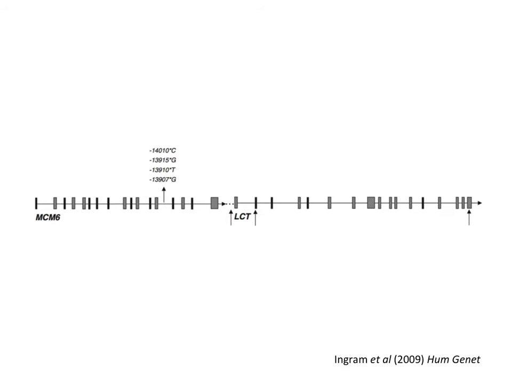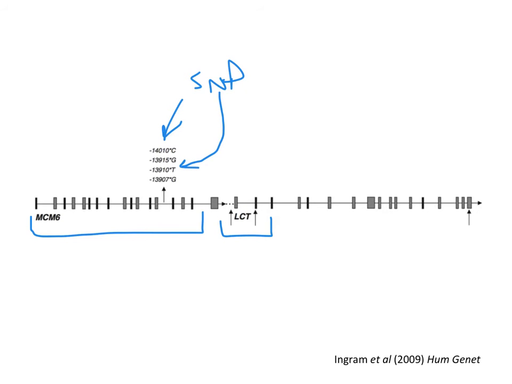So here's the lactase, just to put it in perspective. Here's the lactase gene. Here's the MCM6 gene. And that's the position of those SNPs, single nucleotide polymorphisms, including the one we were just talking about, minus 13,910. So it's pretty far away from the lactase gene. And those single nucleotide changes are in an intron. So they're not changing the protein that the MCM6 gene produces. It's a mutation in non-coding DNA.